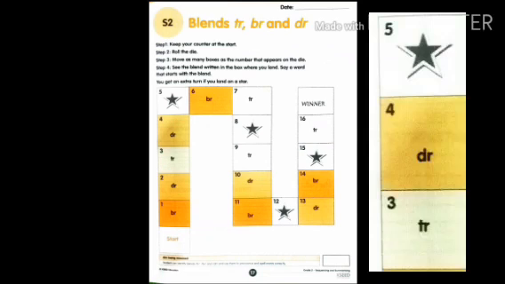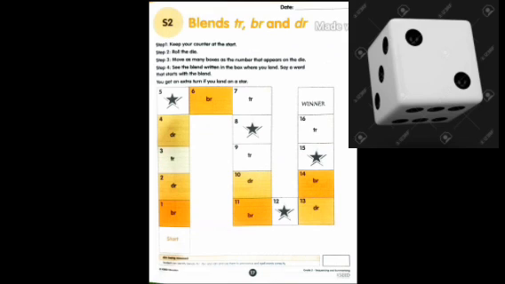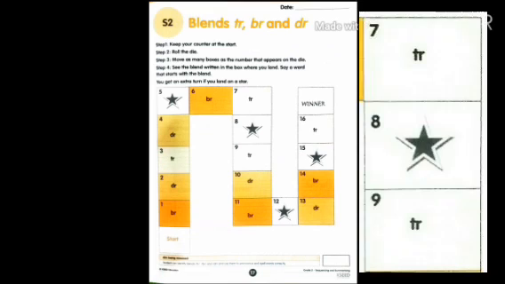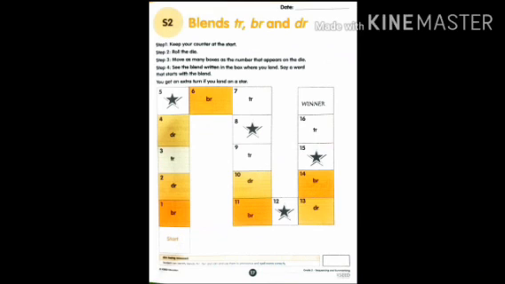Now you got a star. If you get a star, you want to throw the dice again. Now throw the dice once again. If you get 2 again, then after 5 take 2 fingers, 6, 7. On 7 you have TR. It means the words that are starting with the TR blend. You can write a word starting with TR. Again you take your dice.